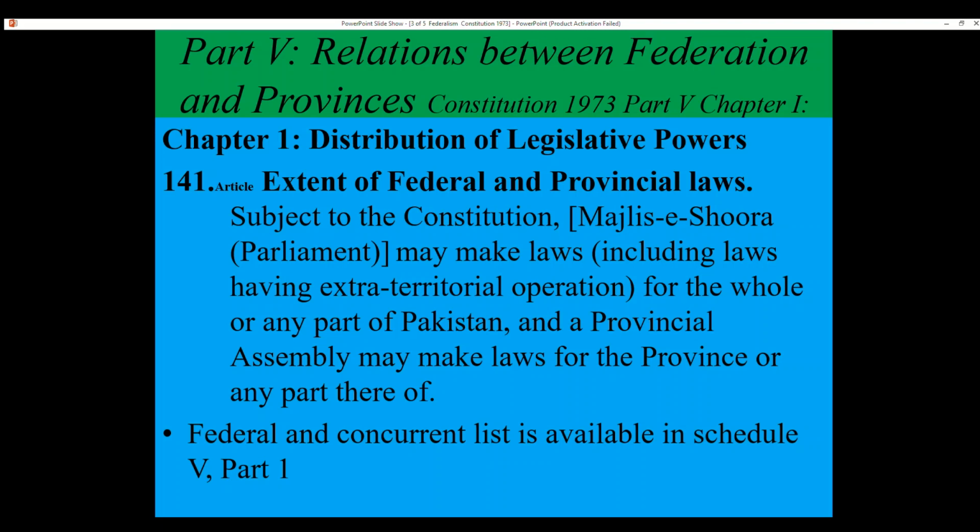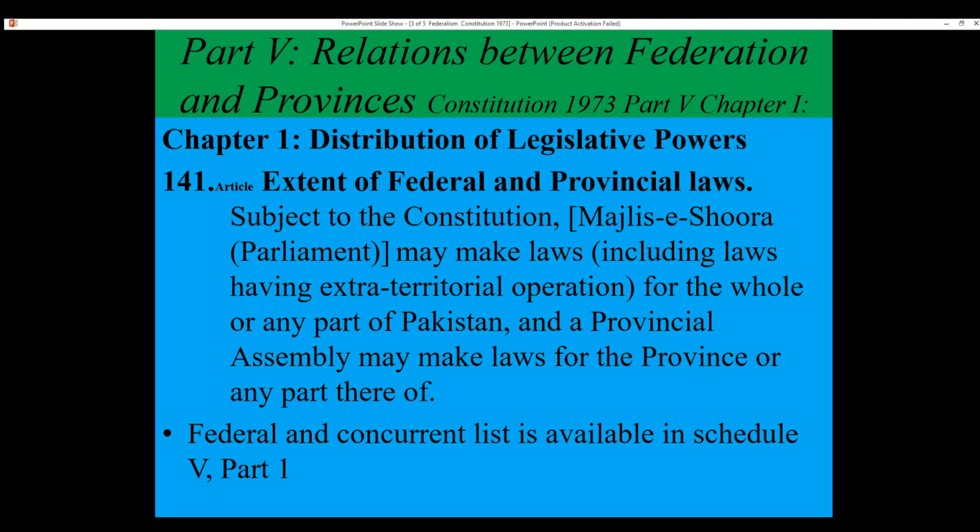It is also important to discuss, in the original Constitution of 1973 there were 2 lists, federal and concurrent list, and residuary powers were left undecided, although they were given to the provinces, but the center and province both were entitled to make law. That is another discussion.